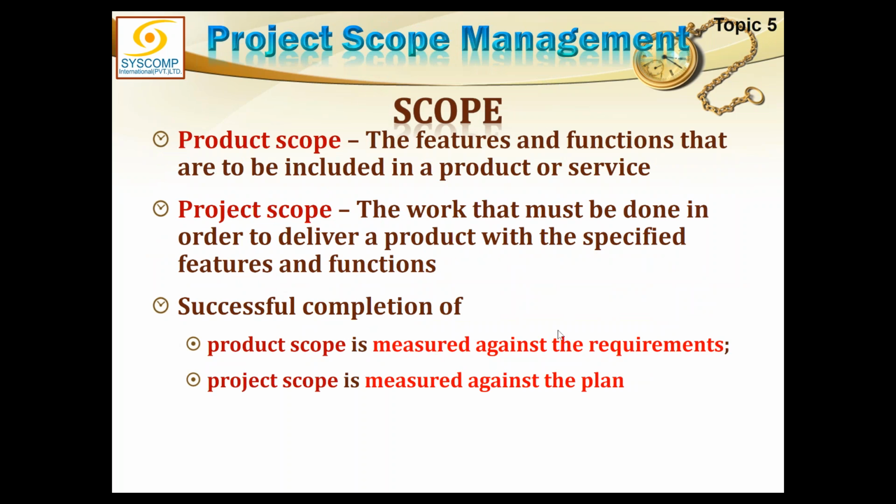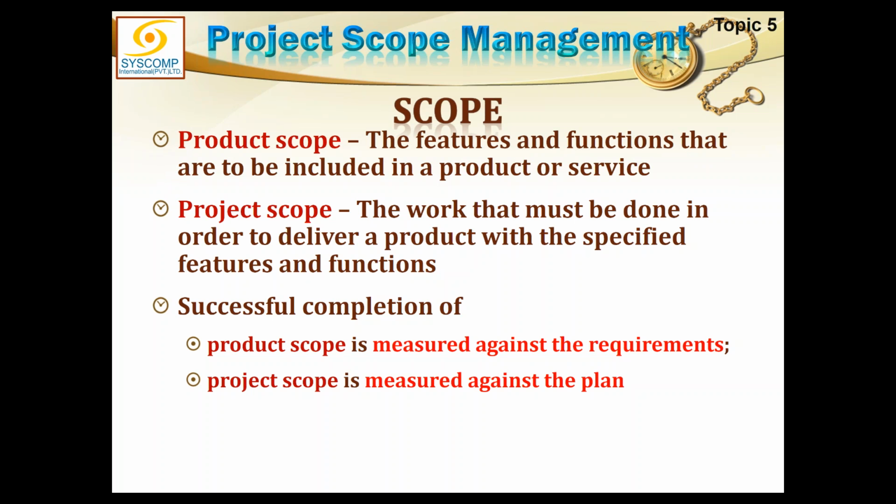So these were the 6 processes. This is the exact difference between the product scope and the project scope. What is the product scope? All the functions and features that are to be included in the product or service. You mean the requirements, the specifications, the dimensions, each and every requirement is included in the product scope.